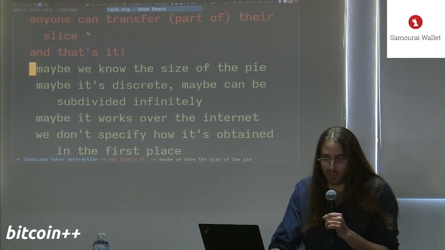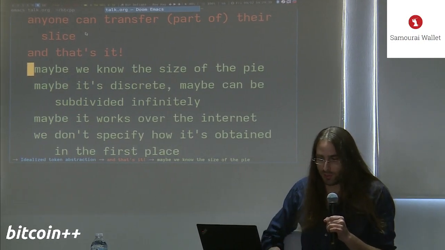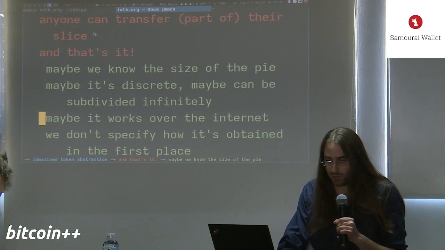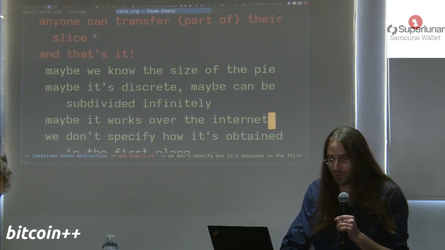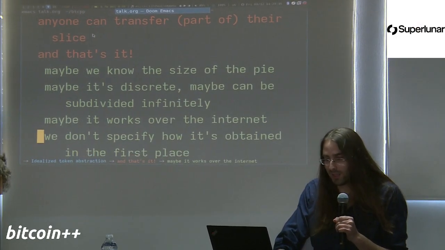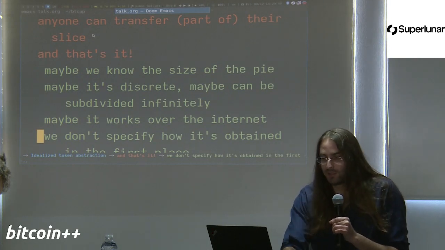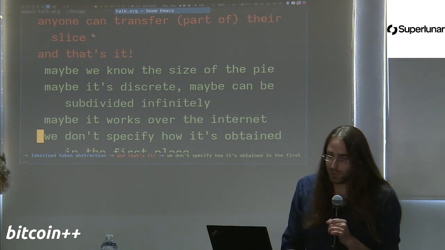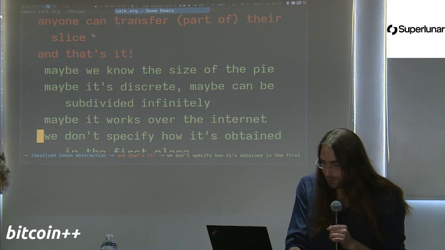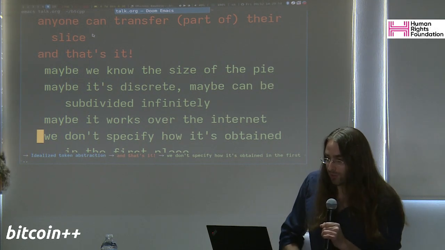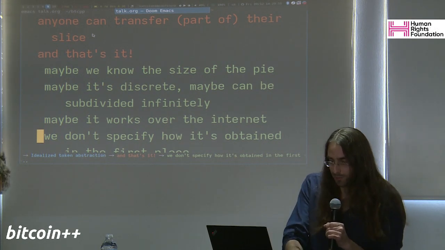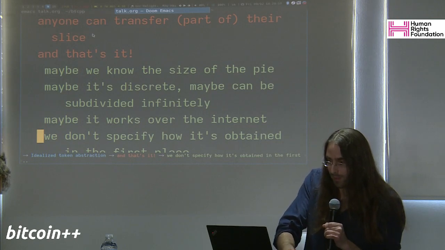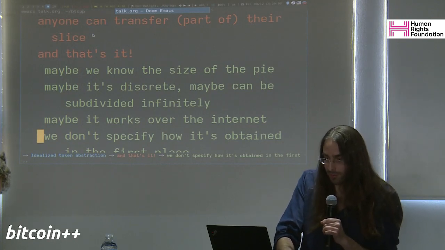How do people actually know? Do we all just know in our heads, or do we use some sort of magical consensus system to agree on what the current state of the pie is? All of that is going to be in the individual examples that I'm going to apply this abstraction to, and that's where those details are going to start to matter.